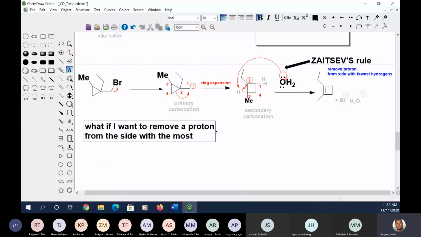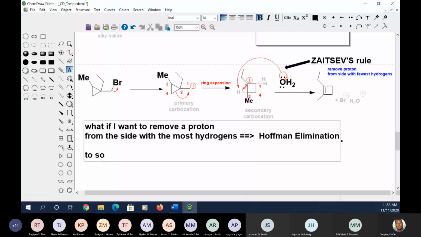This is called the Hofmann or Hofmann elimination. And to do this, I need a big, bulky base. Okay. We'll talk about those bases next class. If you use a big, bulky base, you're going to pull from the side that has the most hydrogens, right? So that leads to a different product.